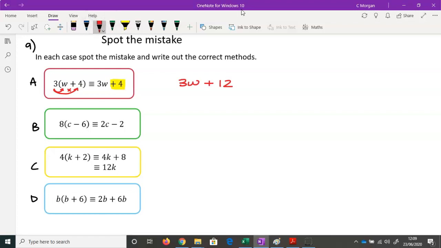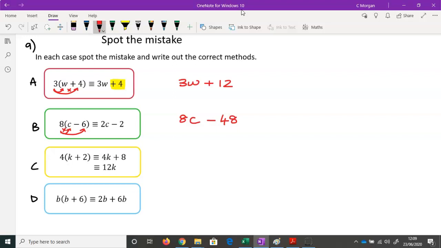With b, remember that we have to multiply each time. So 8 multiplied by c is 8c, and 8 multiplied by negative 6 is negative 48. I wonder what the mistake was there. Maybe they did 8 subtract 6, which is 2, and then multiplied that by the c.